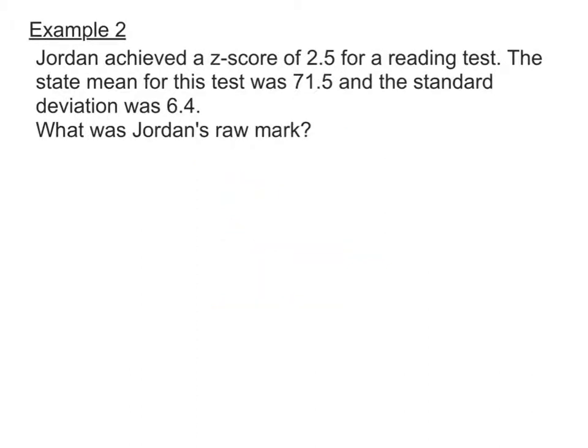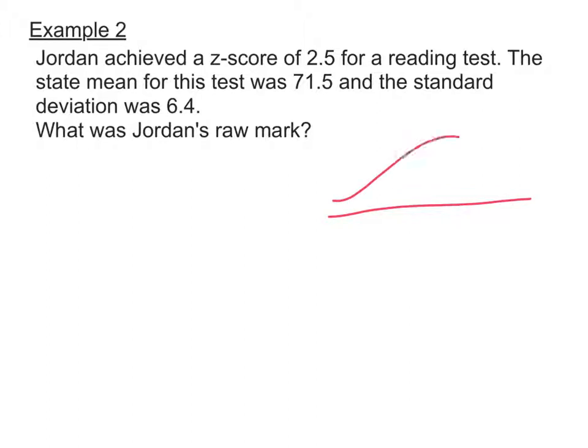Our second example says Jordan achieved a z-score of 2.5 for a reading test. The state mean for this test was 71.5 and the standard deviation was 6.4. It then asks us what Jordan's raw mark was. So again, before we start doing anything with the formula, I want you to sit and interpret this first. A z-score of 2.5 means that he's 2.5 standard deviations above that mean. So that's looking pretty good so far, but I want you to think about how good it is.